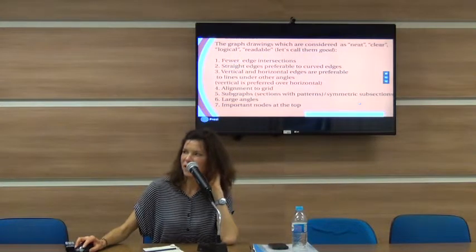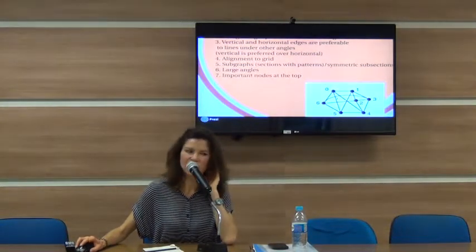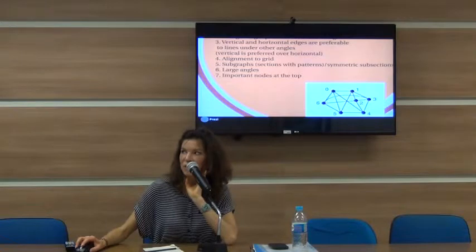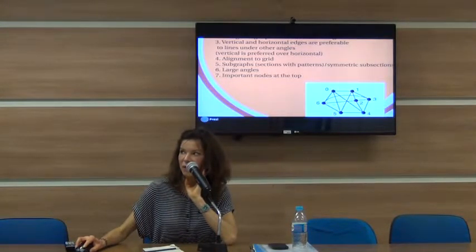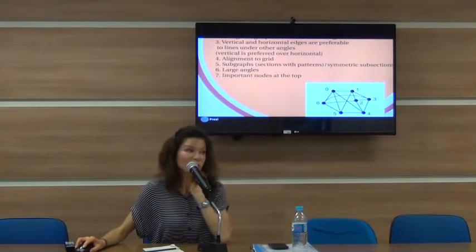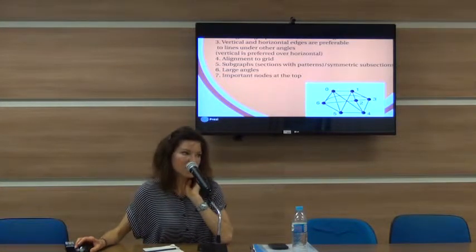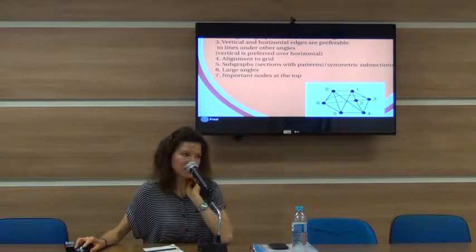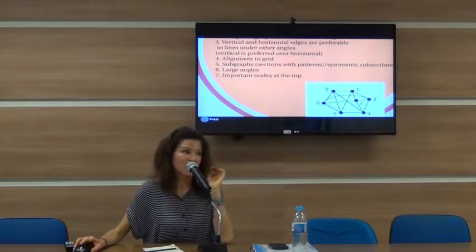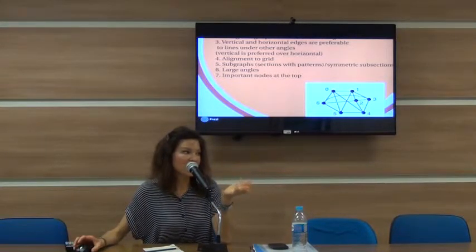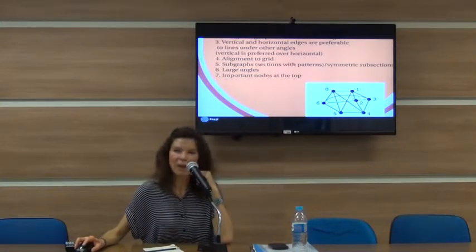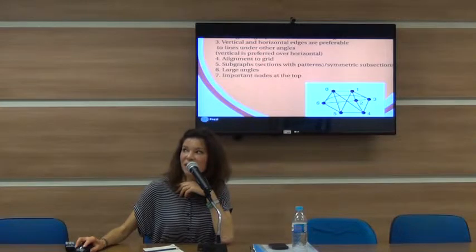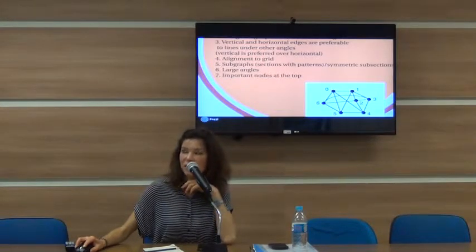Fewer edge intersections. Here's just an example of one graph. Here is an edge intersection in the drawing. This is not a vertex, this is not a part of the graph. It's not a property of the graph, but a property of the drawing. And people are saying that the fewer such intersections you have in the drawing, the better.